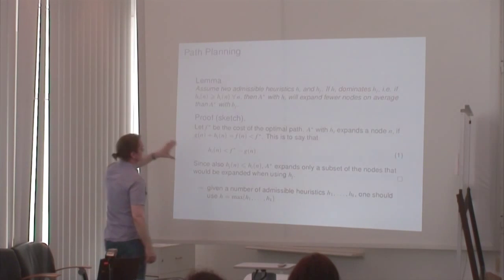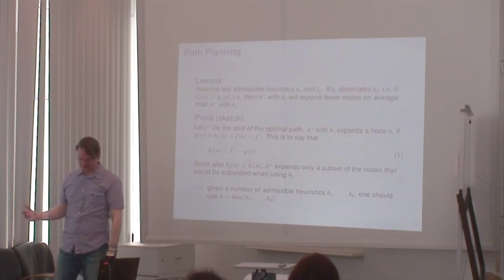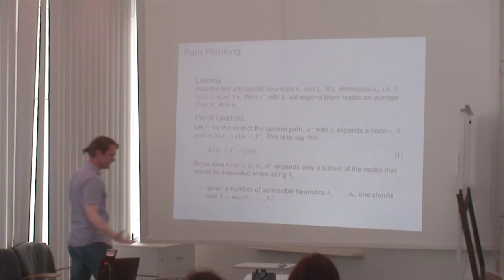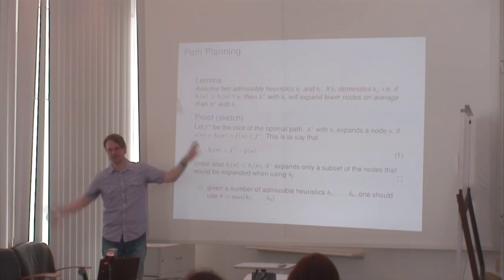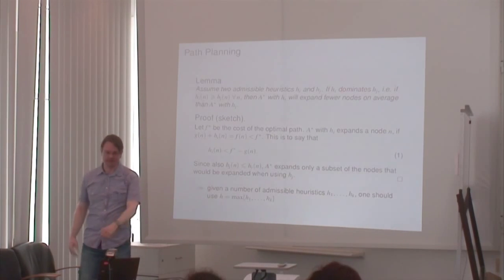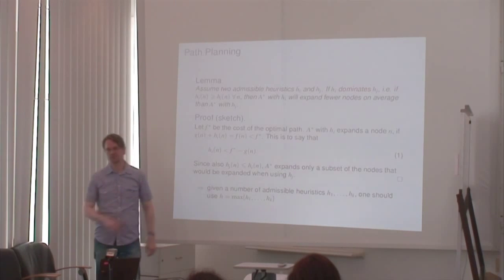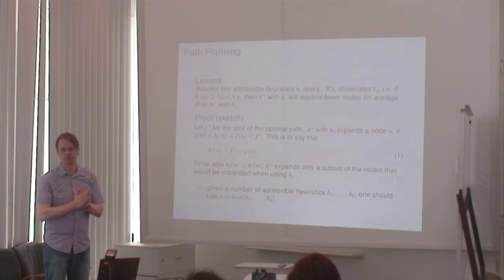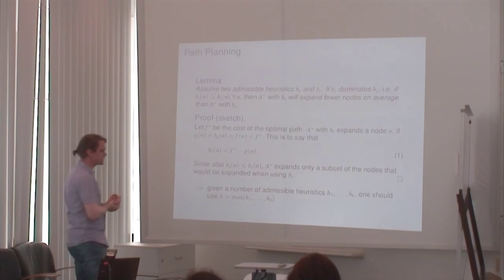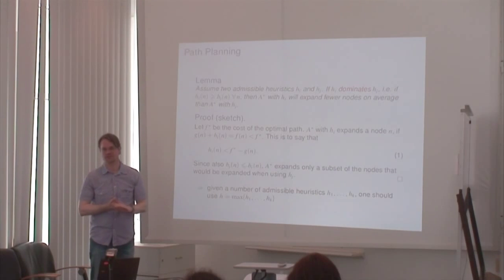Now, if we assume this had been proven, and not just sketched, then of course we can deduce the following. If we have a couple of admissible heuristics, say k different ones, then we should probably choose the one that dominates all the others, because that one would expand the smallest number of nodes on average. So this is the best answer I can give to your question as to how to choose this heuristic h.